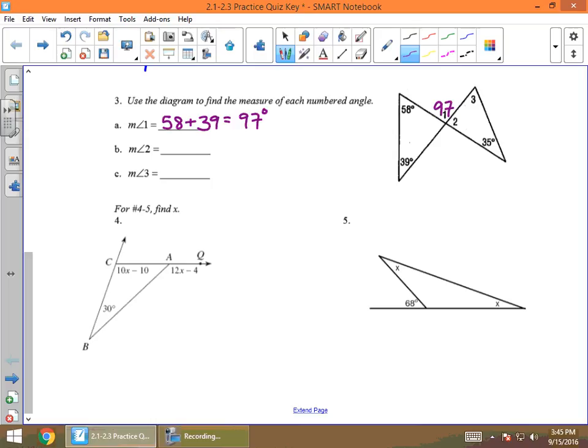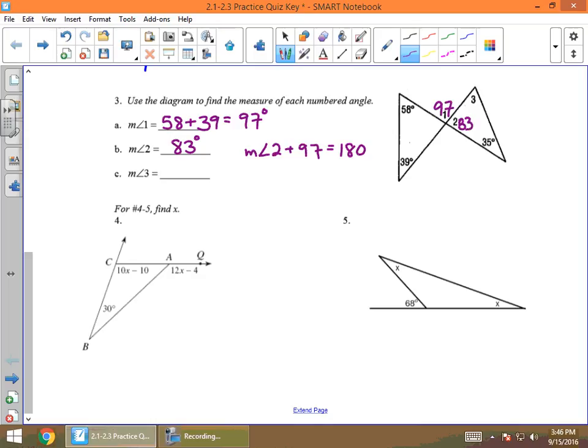As I look at angle 2 and 97, they are a linear pair. Well, right next to one another, they make up a straight line. So I could say that the measure of angle 2 plus 97 has to equal 180. It has to make up a straight line. Subtract 97 on both sides, and you'll get 83 degrees. And this one is 83.